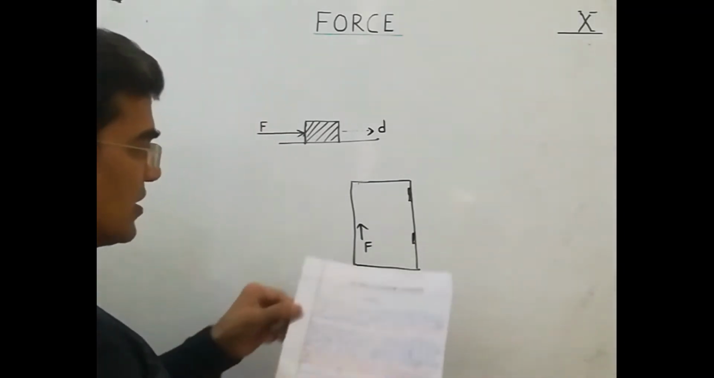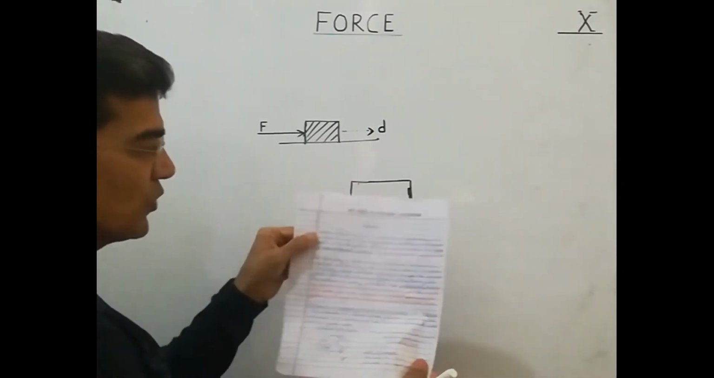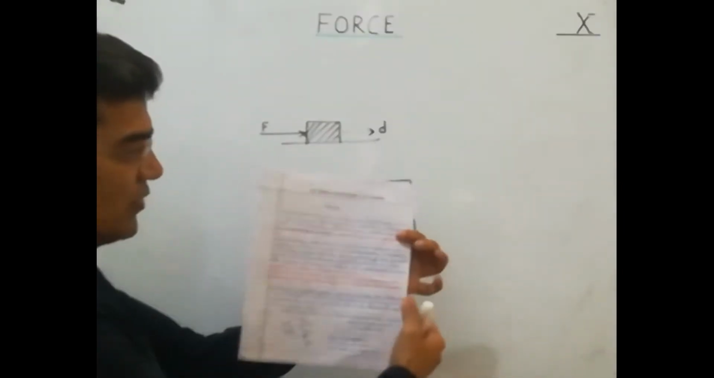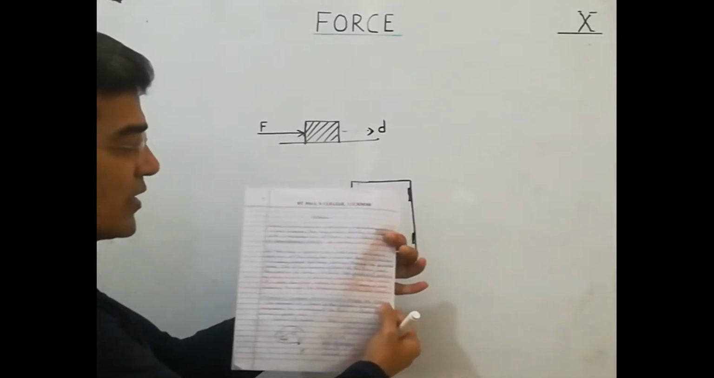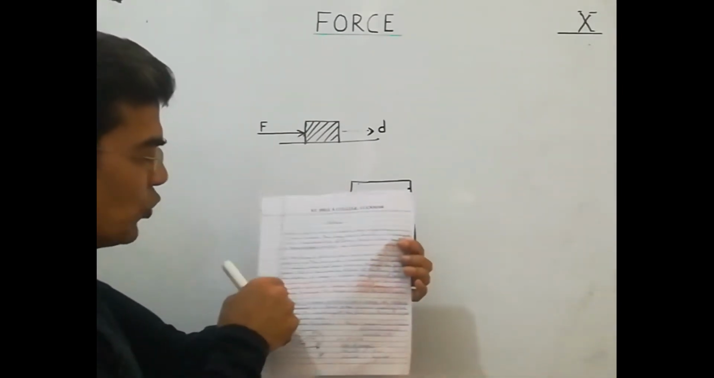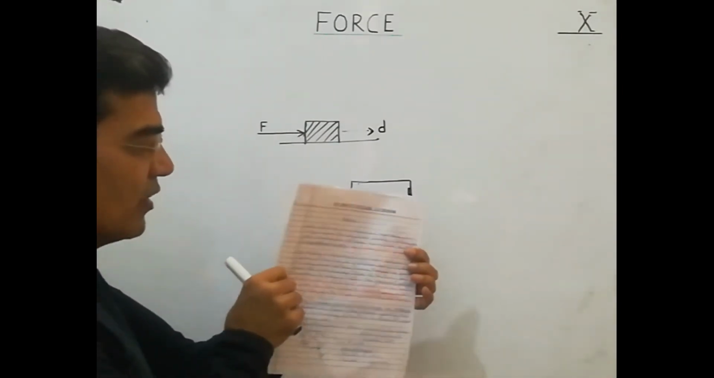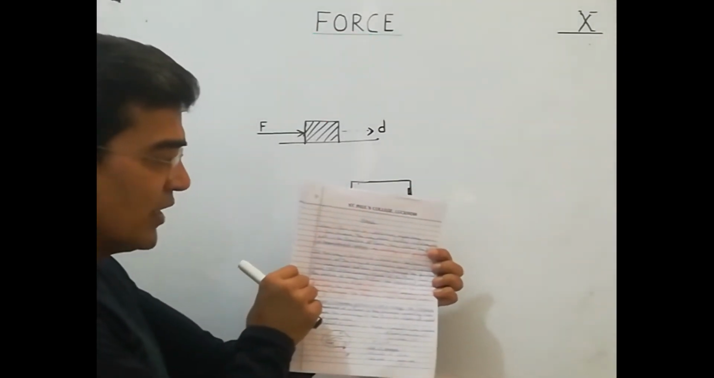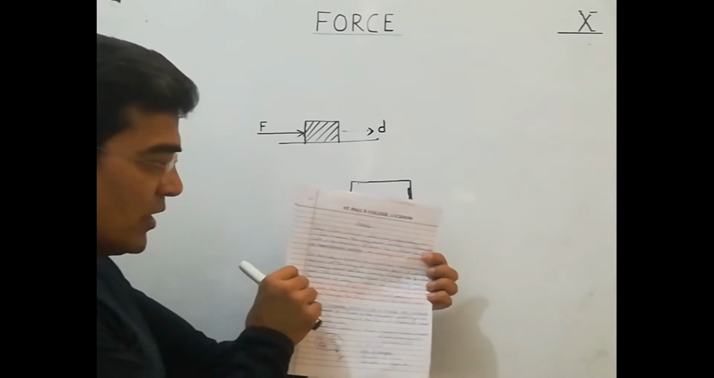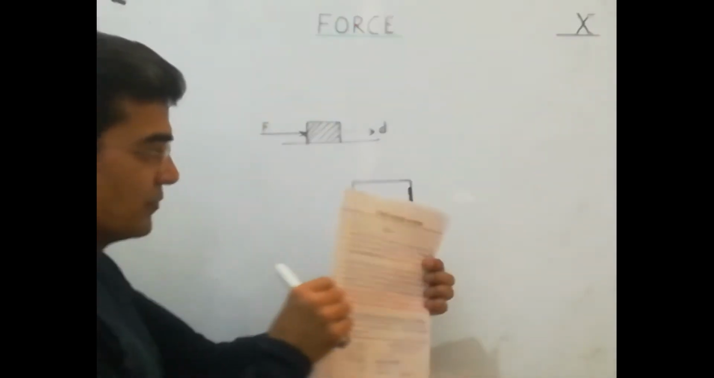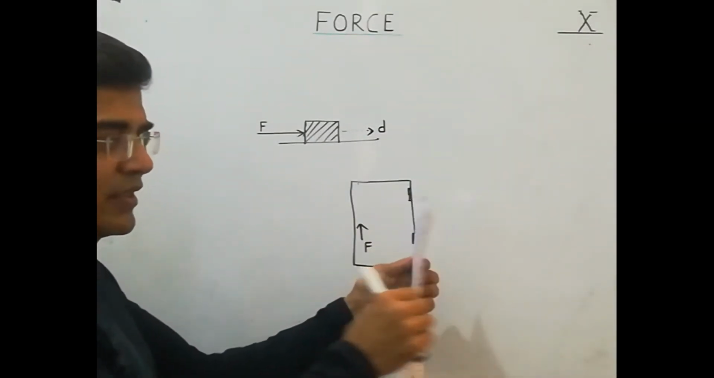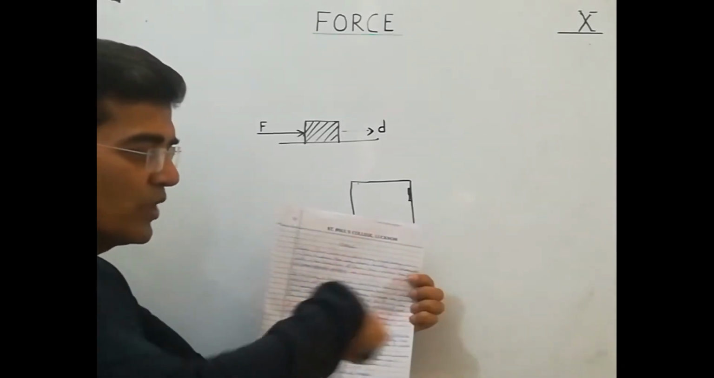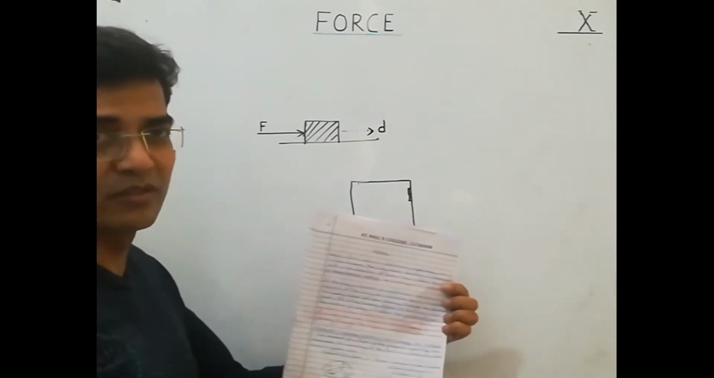Suppose this is the door and it is fixed at these two points. You are applying the force on the handle of the door. What will be your observation? You will observe that this door moves like this. That means the door is having a rotational motion.